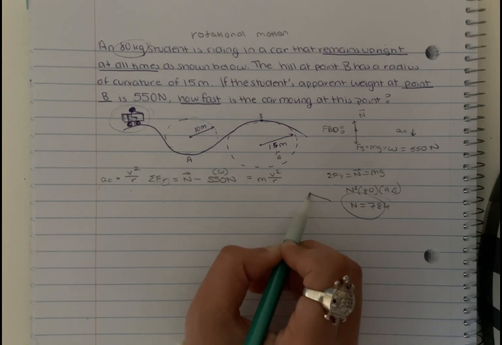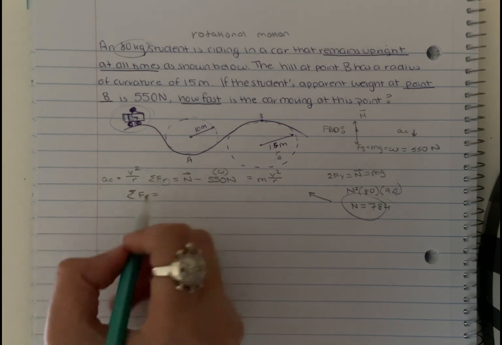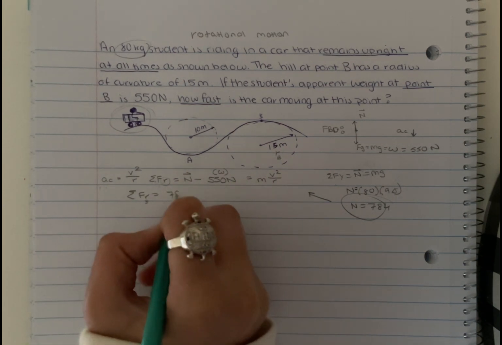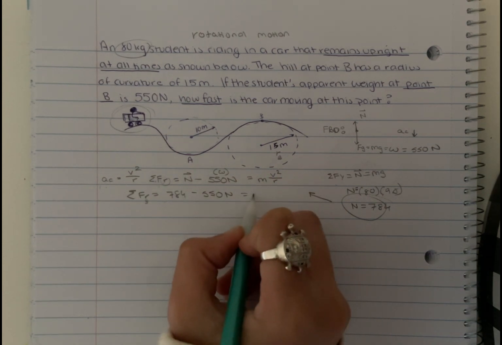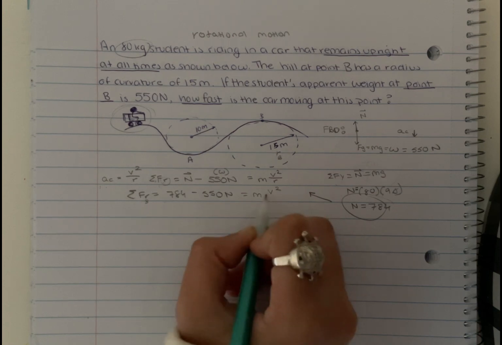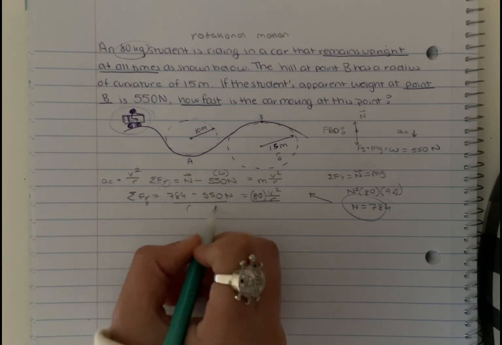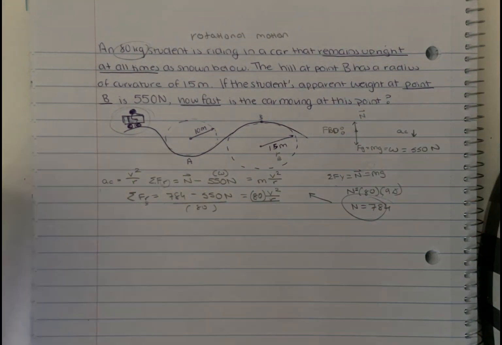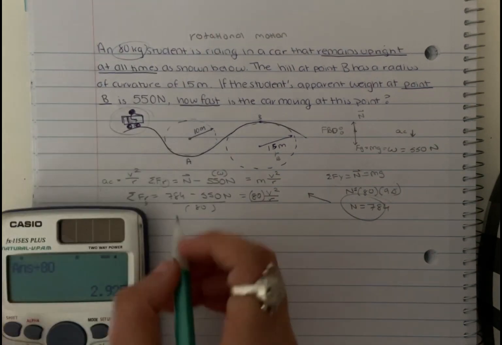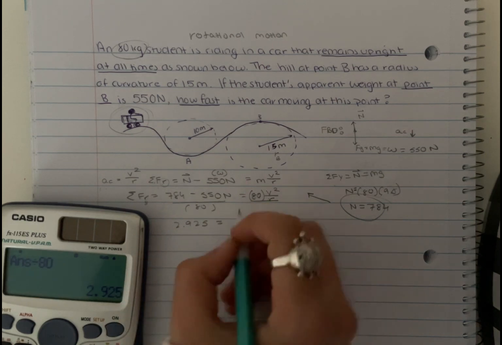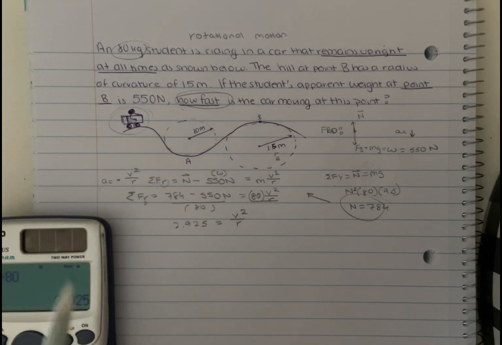Now, plugging this into this equation, the force of rotational motion at point B is going to be 784 minus 550, which is equal to mass times v squared over r. That's 80. And divide it out. So 784 minus 550 divided by 80 is 2.925, equal to v squared over r. How fast? So we're trying to find the speed. So keep that in mind, what you're solving for.